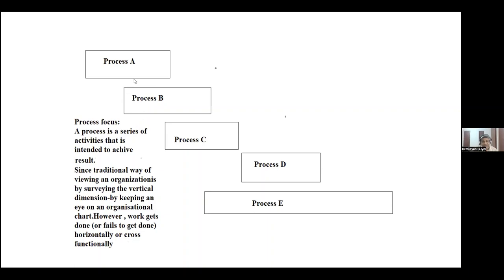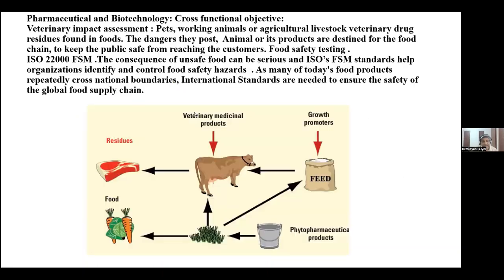So process means a set of interacting, interrelating activities. So process A, process B, process C, process D, especially in context to the environmental health impacts. For example, you take the pharmaceutical and biotechnology cross-functional objectives. So veterinary impact assessment should be conducted for the veterinary drug residues found in biomagnification in foods. That has to be tested by International Organization for Standardization ISO 22000 FSMS. So how will we be able to address biomagnification in food, like DDT poisoning in America during the 1960s?